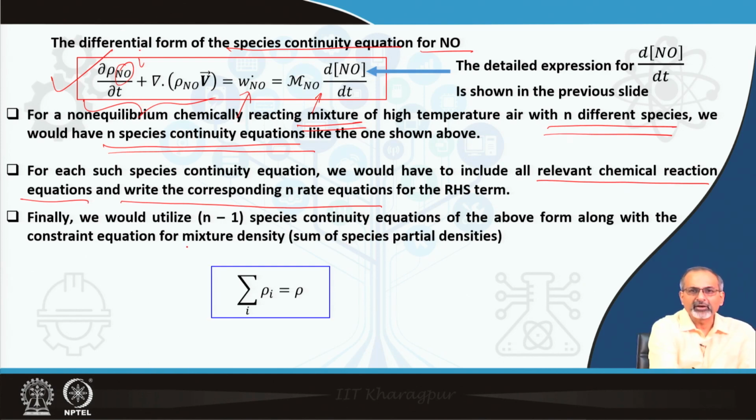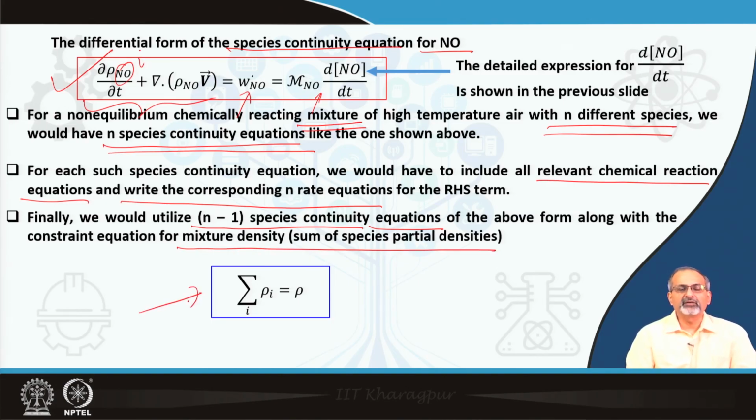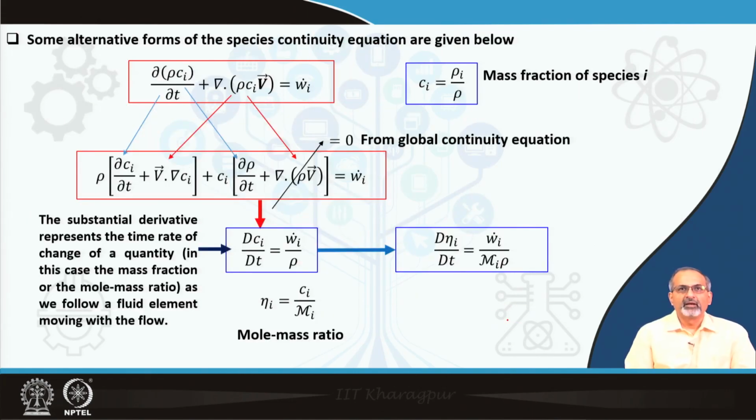Finally, out of the n of them we utilize n minus 1 species equations, and then we keep one for satisfying the constraint equation which we call the mixture density, and thereby we have an n equation system. This is usually the procedure that is followed. Now, if you look at the species continuity equation, this is the way we have represented it. There are alternative ways of representing it too.